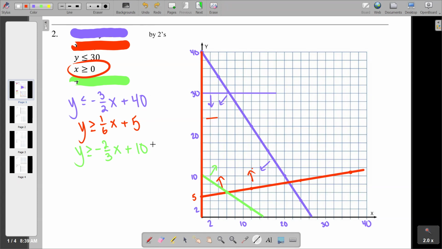Okay. And then of course you can see now where the region is. If you put all the shadings together, they clearly come into this little pentagon here.